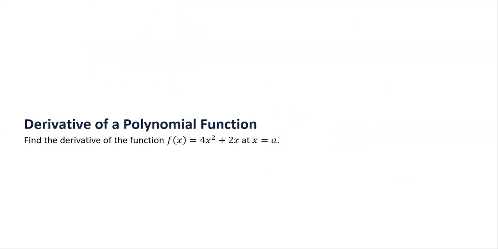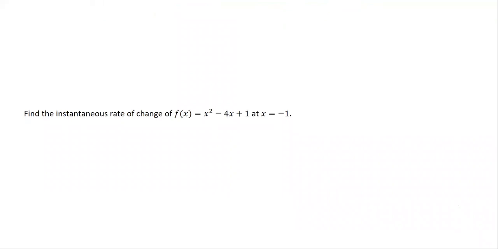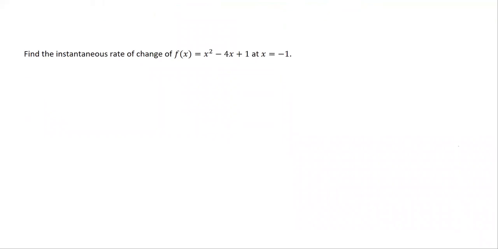Let's look at some examples here. Here we have the first one. Find the instantaneous rate of change of f of x equals x squared minus 4x plus 1 at x equals -1. So instantaneous rate of change, another name for this is derivative. And the notation for derivative is f prime, and in this case, it would be f prime at x equals -1. That's what the instruction says.